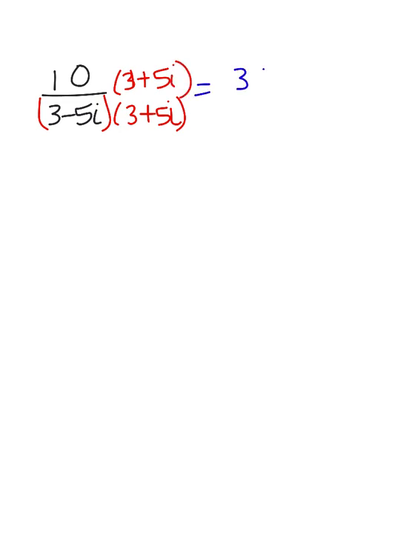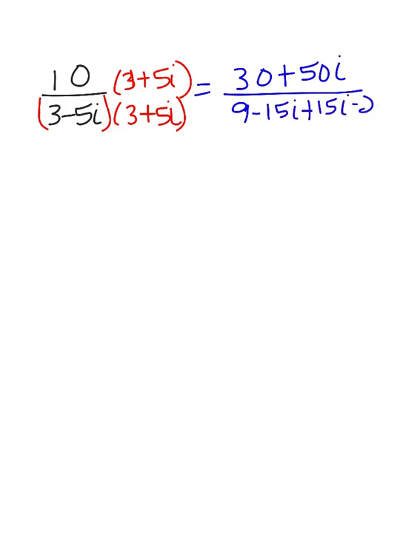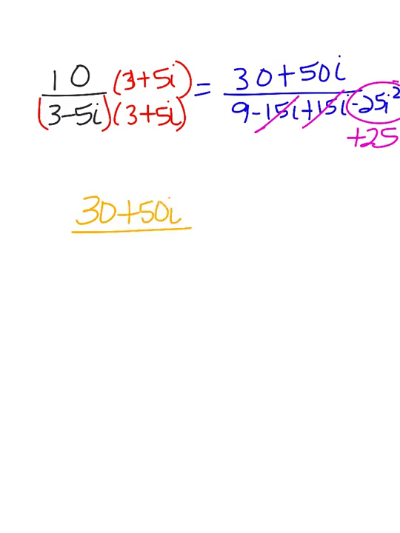So I get 30 plus 50i over, double distribute in the denominator. So I get 9 minus 15i plus 15i minus 25i squared. So negative 15i and 15i cancel. So negative 25i squared becomes positive 25. So I have 30 plus 50i divided by 9 plus 25, which is 34.